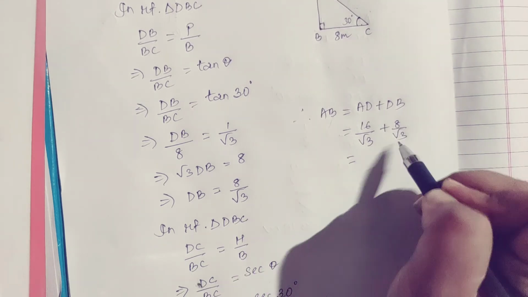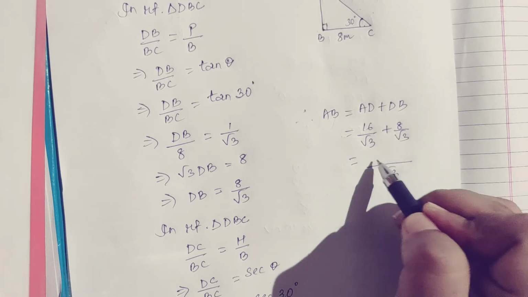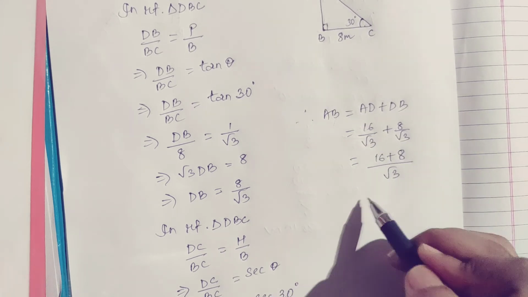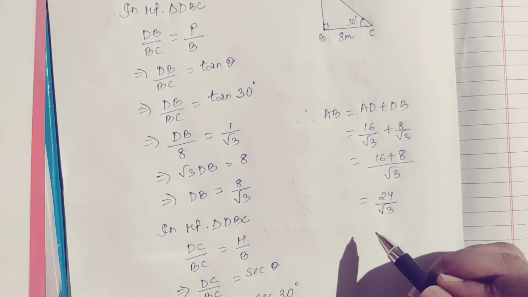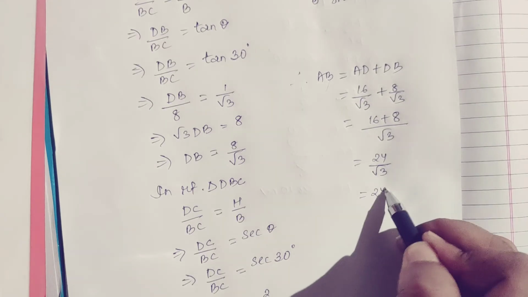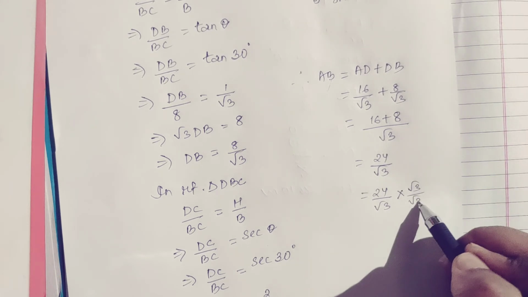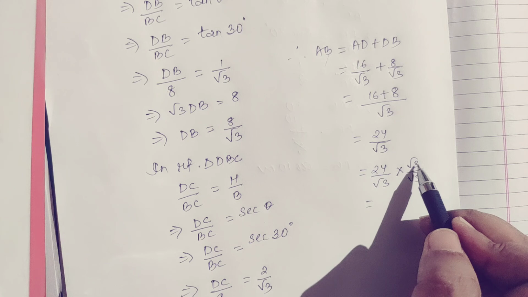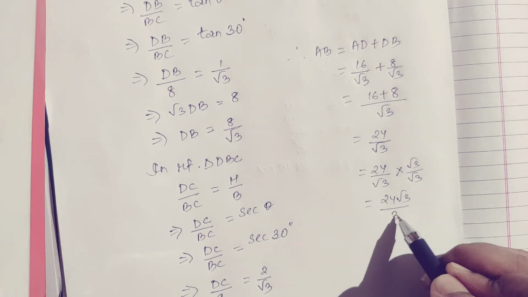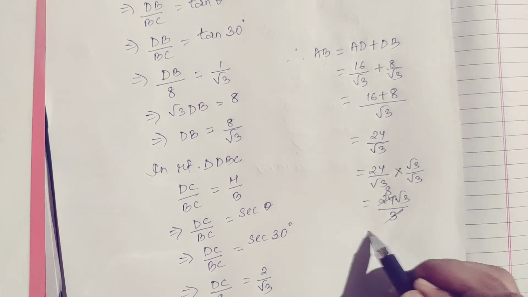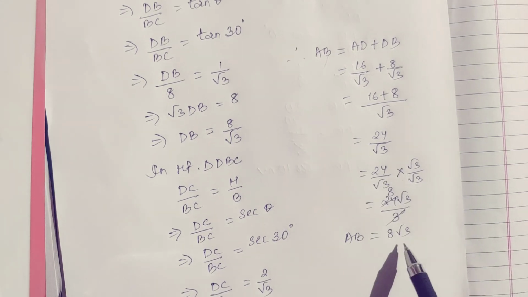Then we'll take the LCM. Since both the denominators are same, the LCM will be root 3 only, so we'll just add 16 plus 8. So 16 plus 8 is 24, 24 by root 3. We can rationalize this root 3. So we'll just multiply and divide by root 3. Then we'll multiply. 24 into root 3 is 24 root 3, and then root 3 into root 3 is 3. So you can cancel, 3 8s are 24. So we'll get 8 root 3. So the height of the tree is 8 root 3 meter.